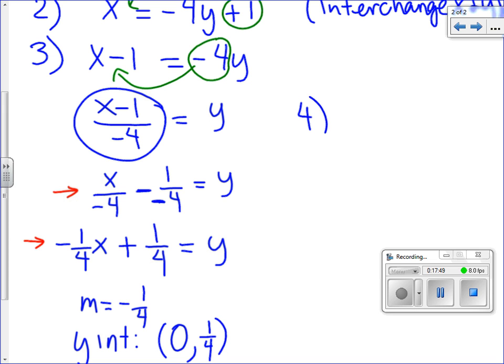So step 4 will be to change it to function notation. What was the name of our function from the beginning? G of x, right? So we will use G inverse of x is equal to negative 1/4 of x plus 1/4.